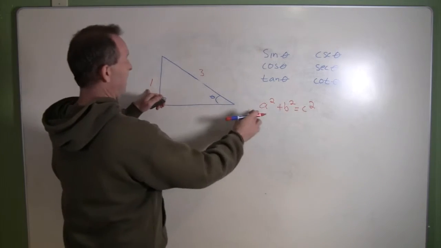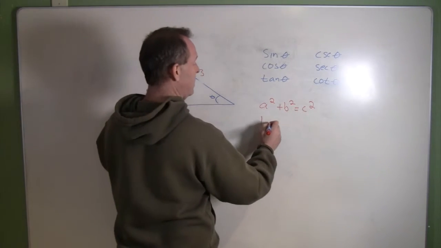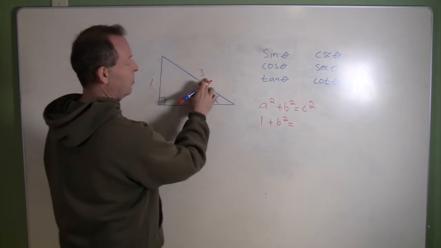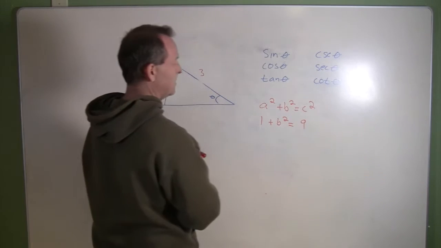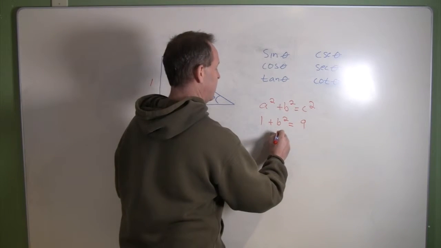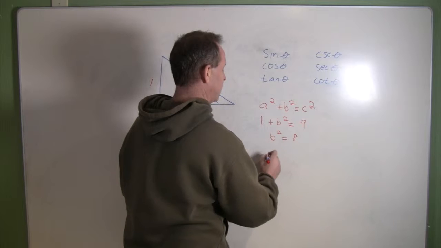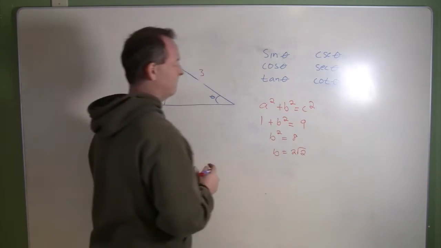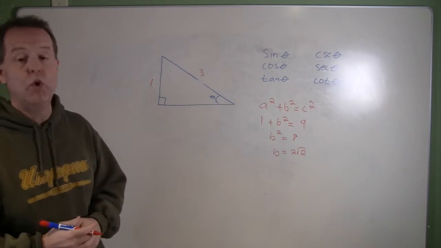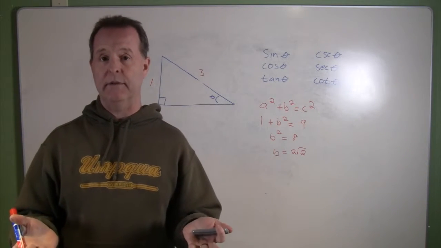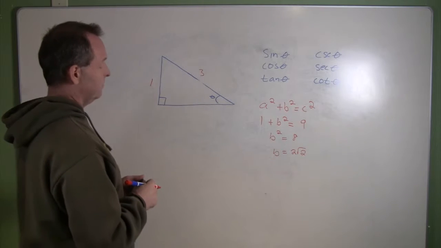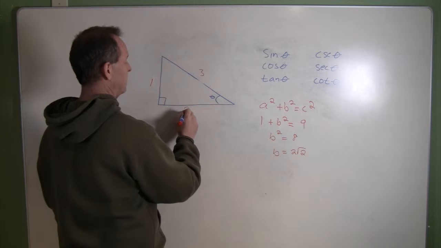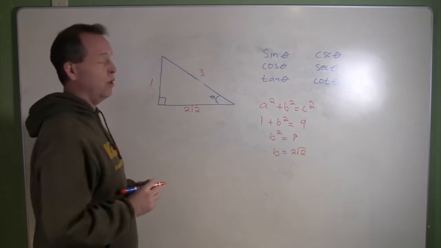In this case, I'm going to have leg 1 squared, which is 1, plus b squared, equals hypotenuse squared, which is 9. Solving that, b squared equals 8. Take the square root of both sides. That gives me 2 root 2 as its positive length. So the positive length here is 2 root 2.